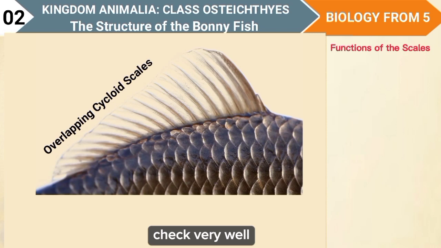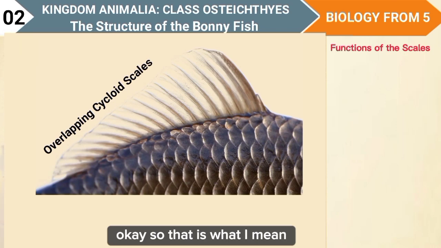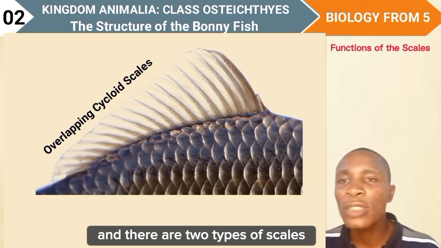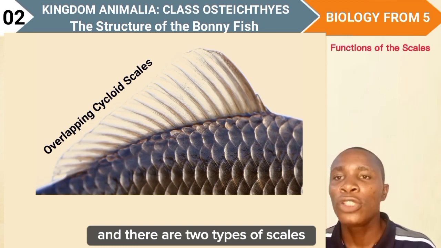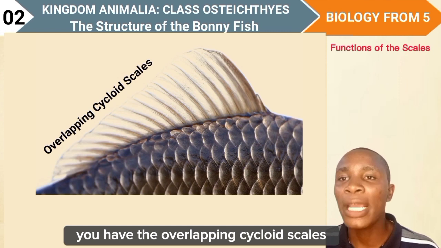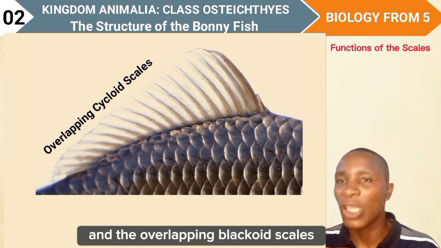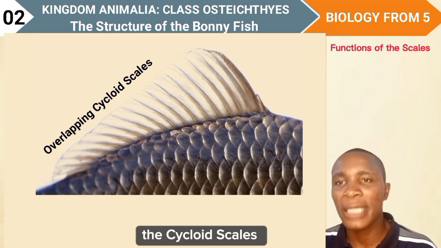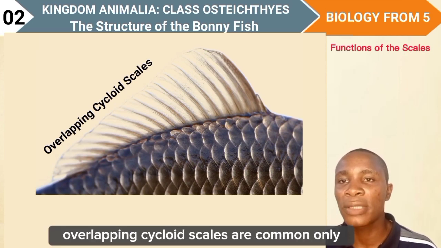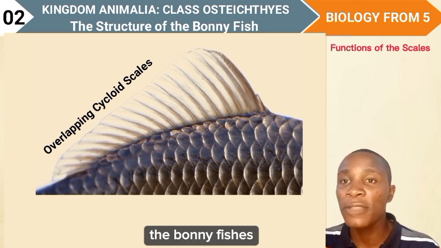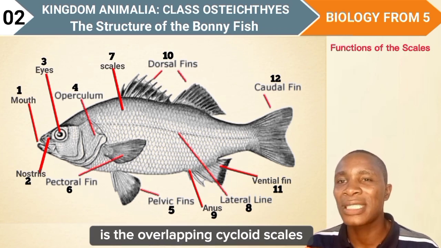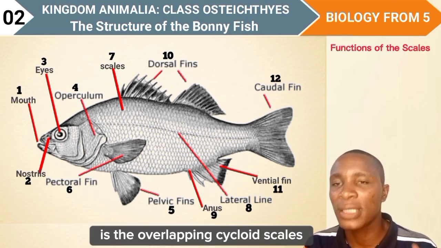Check very well, observe very well. Okay, so that is what I mean. Very good. So, there are two types of scales. You have the overlapping cycloid scales and the overlapping placoid scales. The cycloid scales, overlapping cycloid scales, are common to the bony fishes. So what you see on the bony fish is the overlapping cycloid scales.